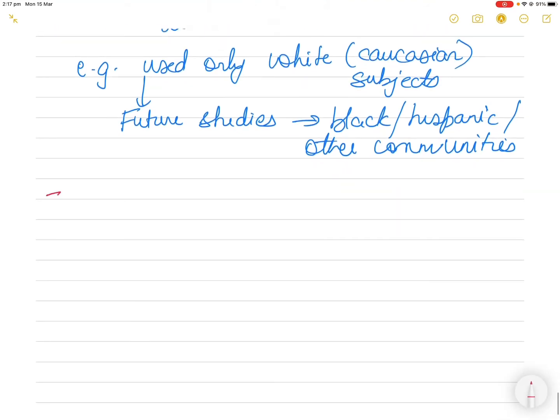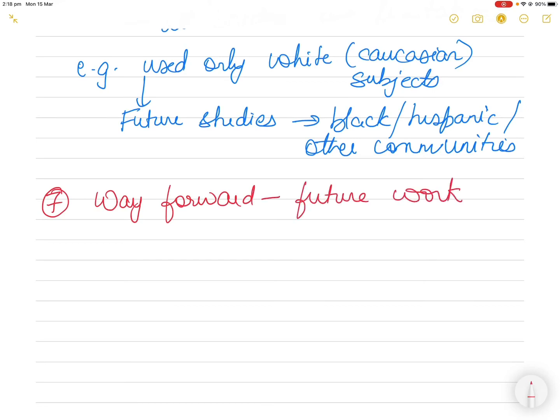All right, then this is where you also talk about the way forward, your future work. What will be your future research? All right, so although a study may answer some questions, some will remain unanswered. You cannot answer all the questions. So ideally you should just take one small question and answer it, and then you can show the path or the avenues to further work.